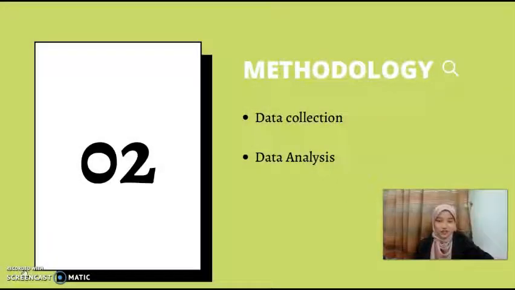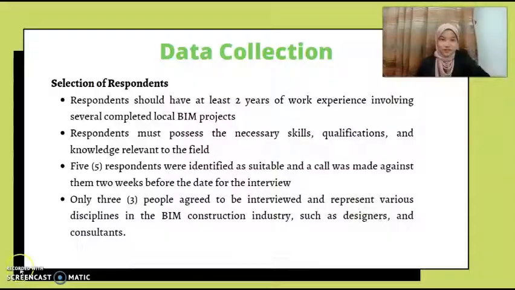Now, methodology. Methodology has two parts, which are data collection and also data analysis. Respondents should have at least 2 years of work experience involving several complete local BIM projects. This criterion excluded inexperienced research graduates involved in Malaysia construction projects, because they do not know about the implementation of BIM in the industry. In addition, respondents must possess the necessary skills, qualifications, and knowledge relevant to the field.